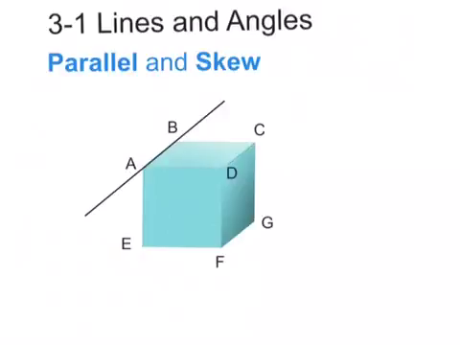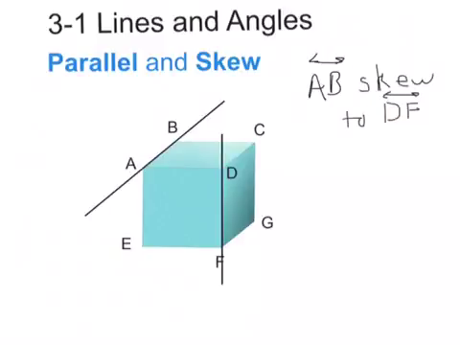Then we have two lines that are not parallel and they do not intersect. Those are called skew lines. So now if we look at line AB, and if we look at this figure as a three-dimensional figure, line AB and line DF will not intersect. So we can say that line AB is skew to line DF.